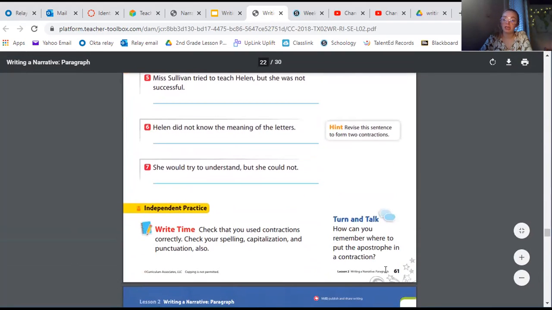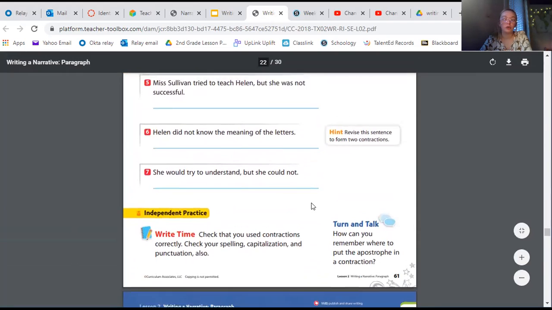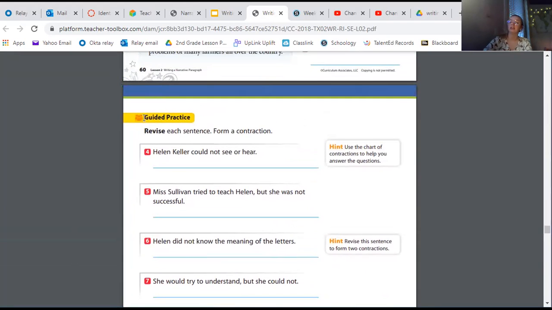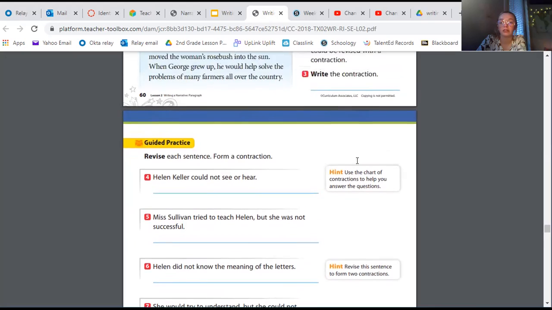So open up to page 61 in your books. It should look like this. It will say guided practice. Revise each sentence. Form a contraction. So this is kind of what I had you do in your write time assignment yesterday, but this time they are not underlined. So you have to find the two words yourself and then form a contraction. The hint says, use the chart of contractions to help you answer the questions.